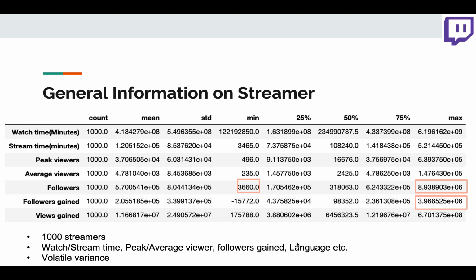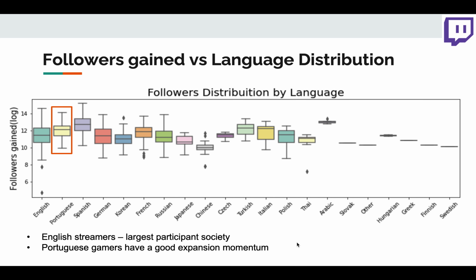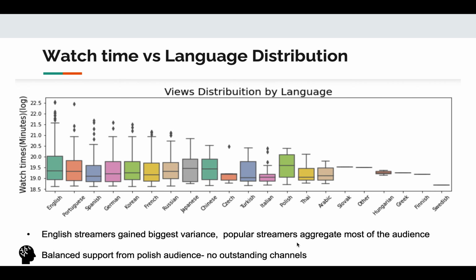As to the followers gained during this period, a channel could realize from nobody to a big voice to be heard. And the word cloud confirms our visual inspection that English no doubt has the largest streamers and audience. It is worth noting that Russian, French, Spanish also have many gamers as well. Seen from the followers distribution by language graph, Portuguese gamers have a good expansion momentum concerning their rapid follower growth.